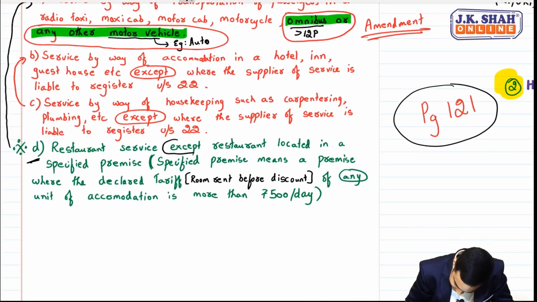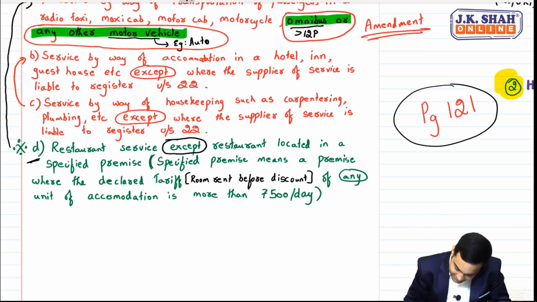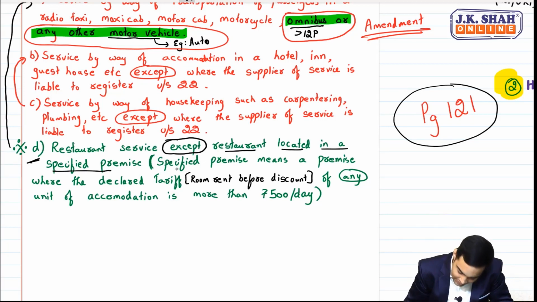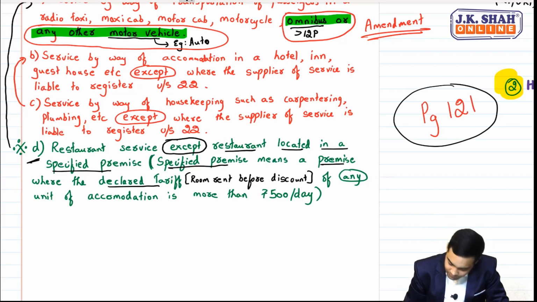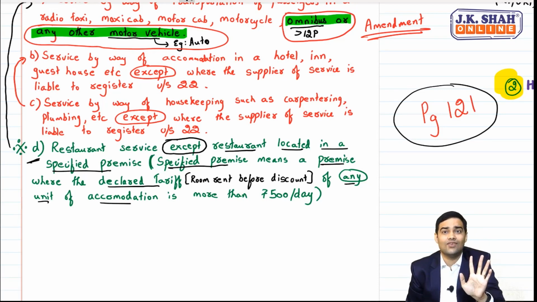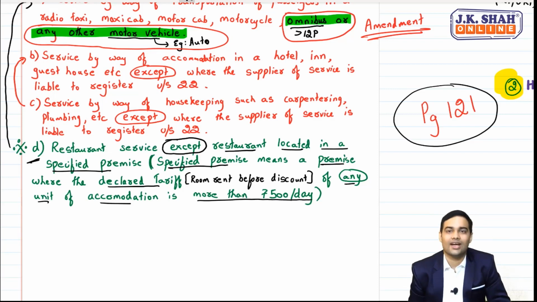Restaurant service except. So the entire restaurant industry is covered under 9.5, except where the restaurant is located in a specified premise. So if it is located in a specified premise, 9.5 will not apply. Specified premise means a premise where declared tariff, that is room rent before discount, of any unit of accommodation, even a single room, is more than rupees 7,500 per day. Then in that case, that restaurant will pay tax under forward charge because it is excluded from 9.5.